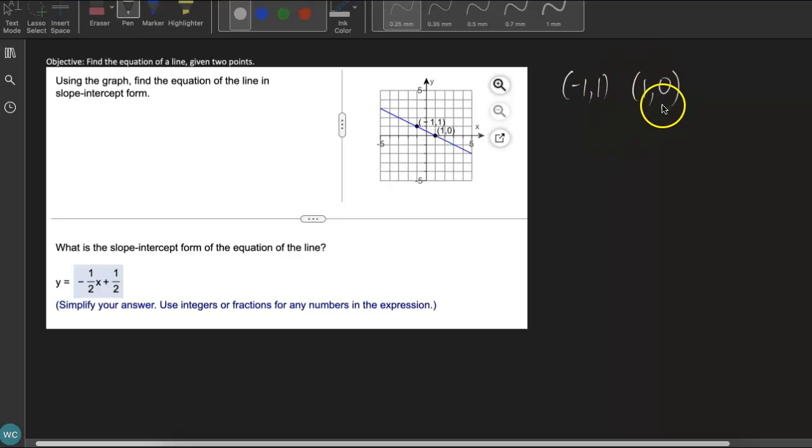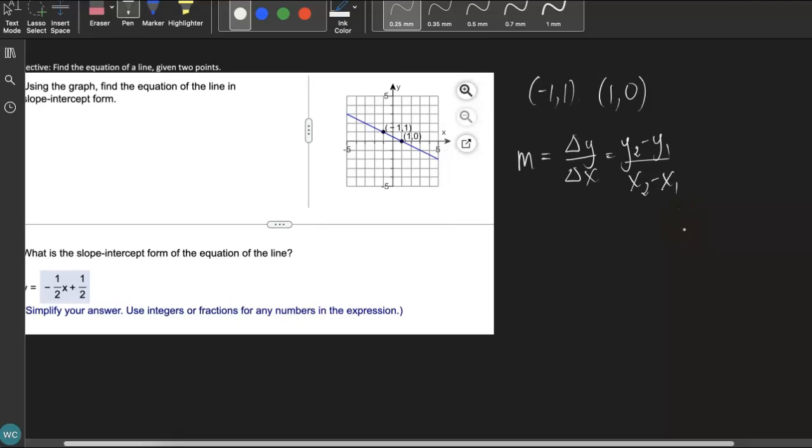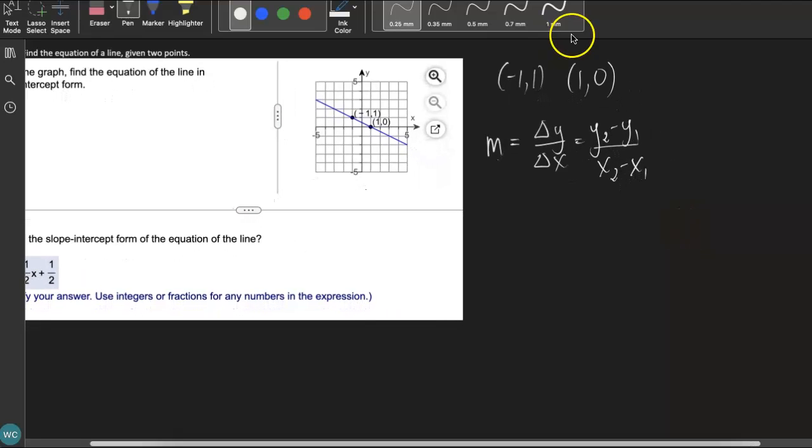So I've written these 2 points over here, and the first thing I want to do is find the rate of change between them, or the slope between them. So slope is defined as the change in y over the change in x, or you could write that as y sub 2 minus y sub 1 over x sub 2 minus x sub 1. These x and y values are coming from the points that were given on the graph. So it doesn't matter which point is the first point, the sub 1s, or the second point, the sub 2s, as long as we stay consistent here.